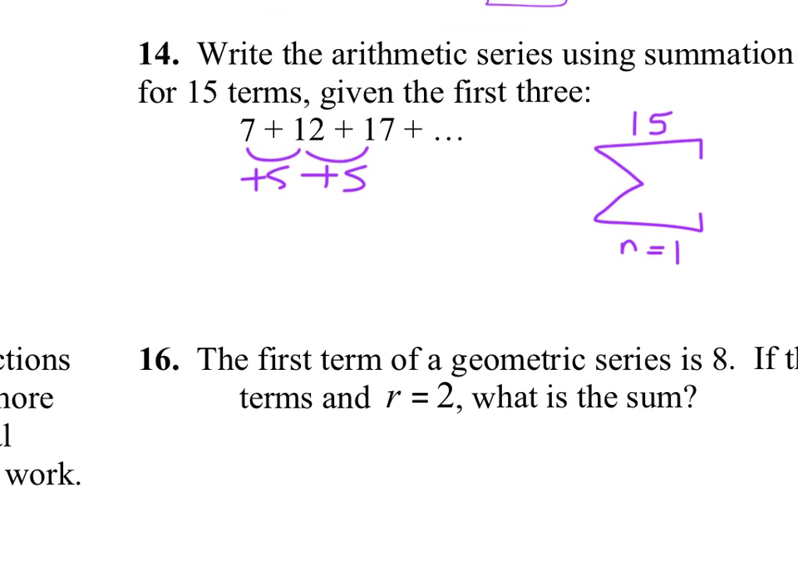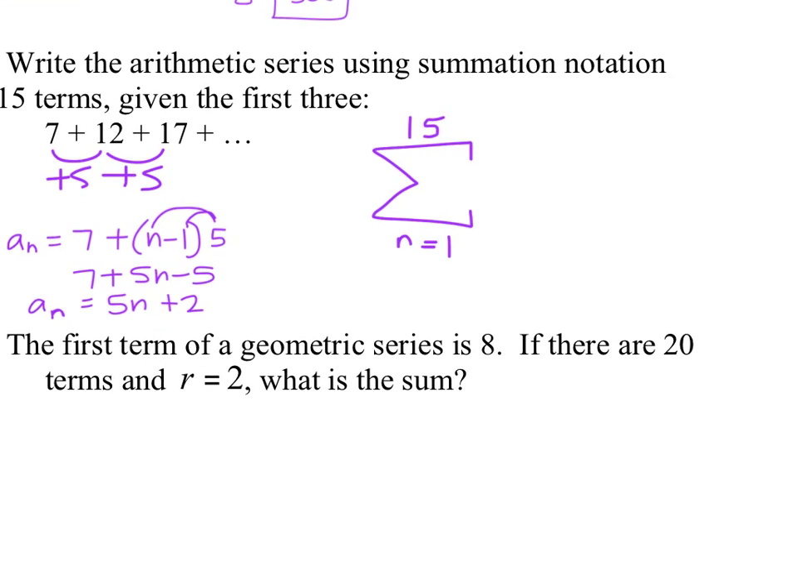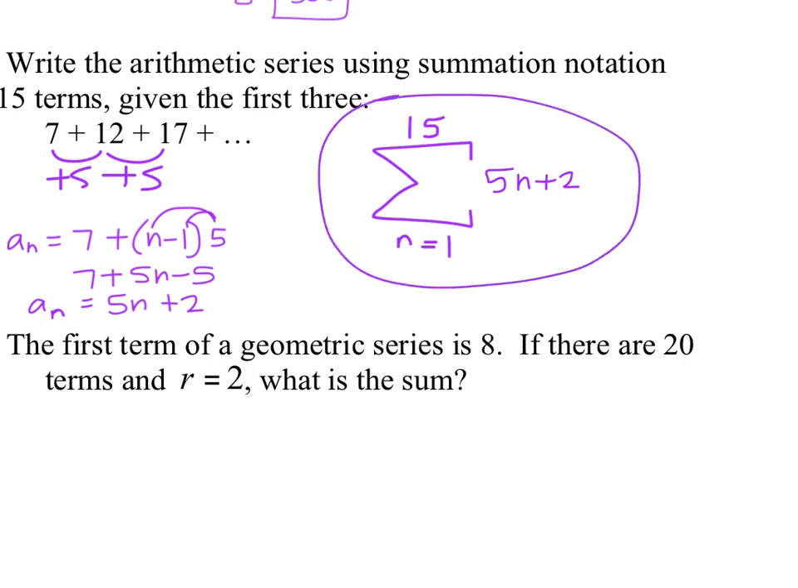So it would be a sub n equals the first term plus n minus 1 times the common difference, and then we just simplify. So 7 plus 5n minus 5. 7 minus 5 is 2, so a sub n equals 5n plus 2. So we're going to put that right here, and this would be your summation or sigma notation.